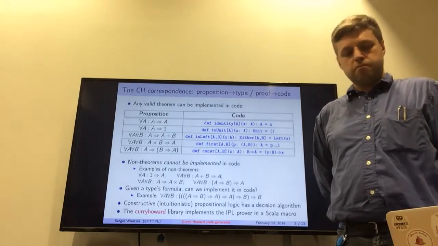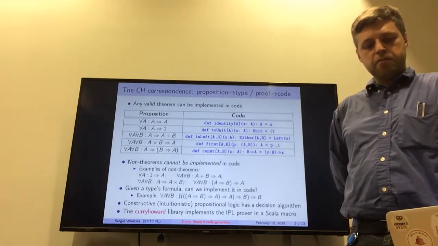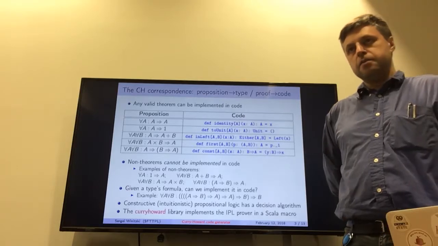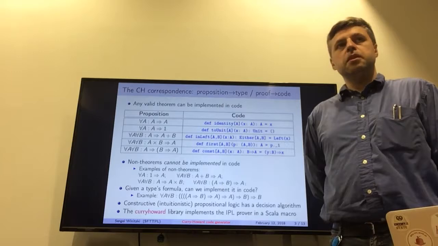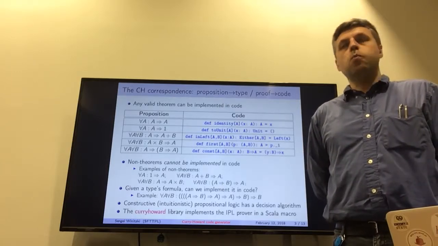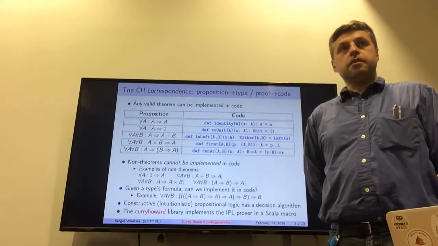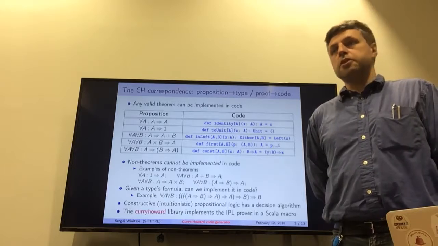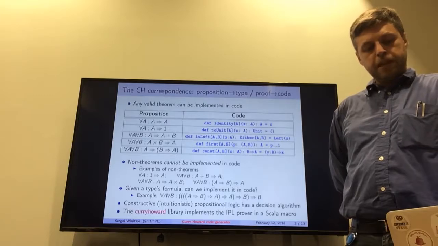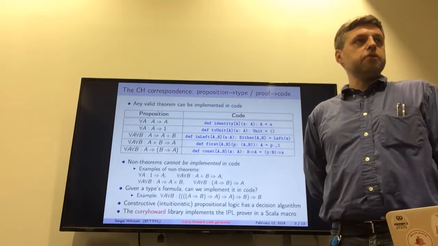So there's no way to do it. Another is from A, produce A times B. Again, impossible. Another one is from A to B, produce A. This is a bit more difficult to understand, maybe, but you don't have an A still. You have a function from A to B, so you're trying to wait for somebody to give you an A, but nobody's going to give you an A. And you're required to produce an A yourself, and you can't. So these are invalid formulas, or non-theorems, that you cannot derive in the logic.